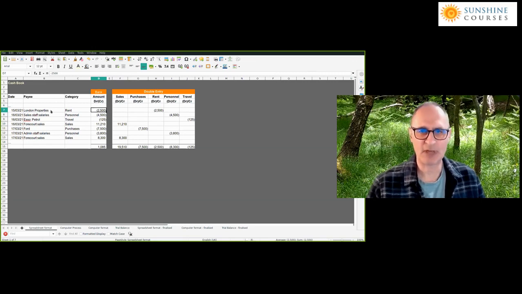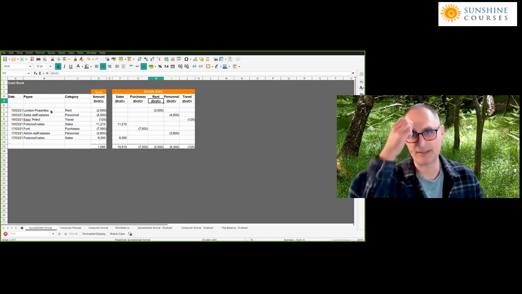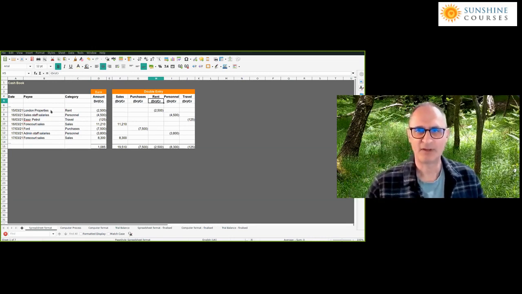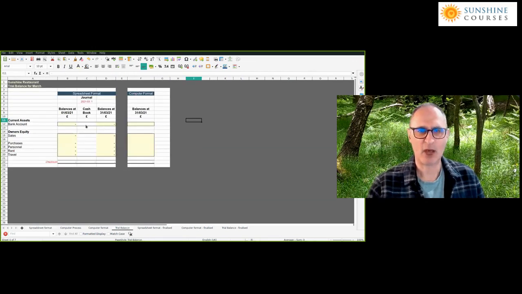So the rent of £2,500 is credited to the bank, and it's put in the rent column. Notice that I've switched around the brackets at the top. In the bank, I said debit brackets credit, but in the double entry side, I'm doing the opposite because it's the double entry. And a negative in this particular instance is a debit. So I credit bank, debit rent, and so on, until I get my overall totals. And if you remember in the trial balance, I'll put my overall totals in the cash book. So let's just quickly do that now.